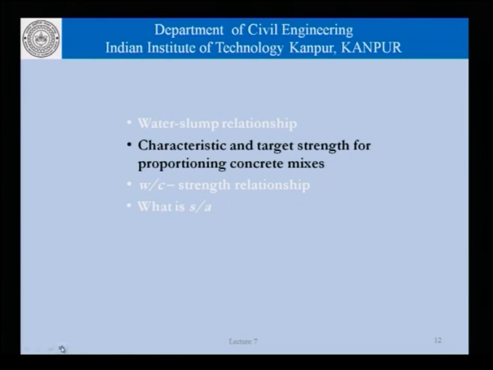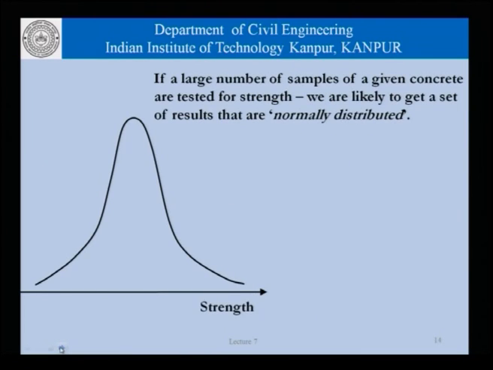Coming to the second thing, which is the characteristic strength and the target mean strength, which is required when we are proportioning concrete mixes. If we test a large number of samples of concrete, the results will be normally distributed. That is, for the different cubes or cylinders that we test, the strength will not be a single unique value. It will vary in a manner that there will be a certain average and a certain standard deviation, which is what is associated with the normal distribution.